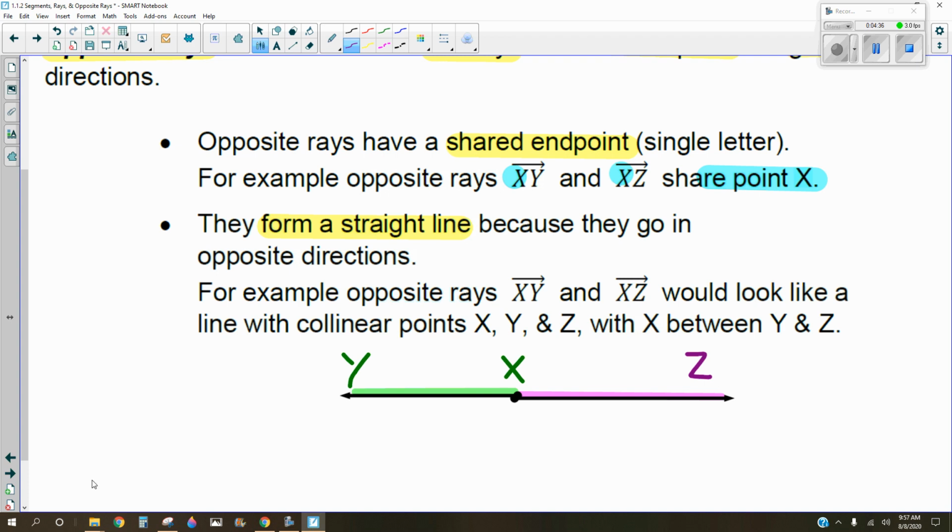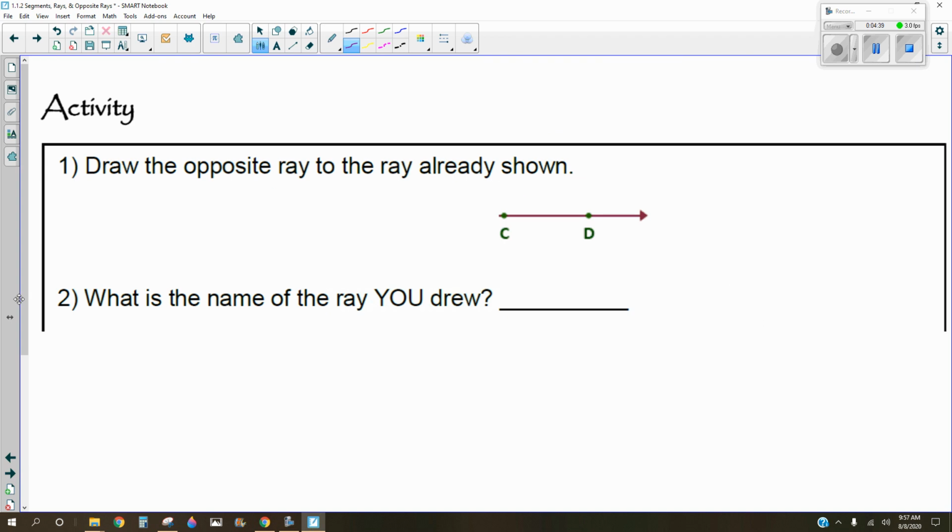So let's do some practice problems. Here it says, draw the opposite ray to the ray that has already been shown. So they give you one to start with, and you have to draw and create your own opposite ray. I'm going to grab a pen, and I'm going to start where this one starts. This one started at C, so I'm also going to start at C and move in the opposite direction and put an arrow on the other side. I'm going to go ahead and give it a letter down here because I need to know where this one goes. So I'm going to put a B.